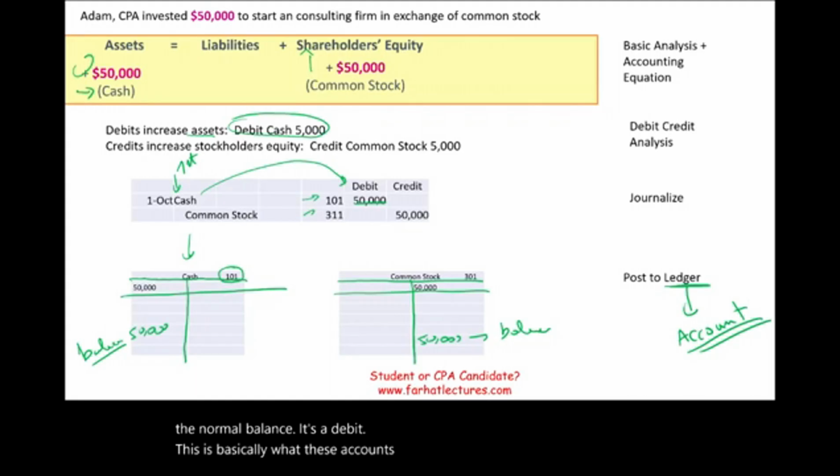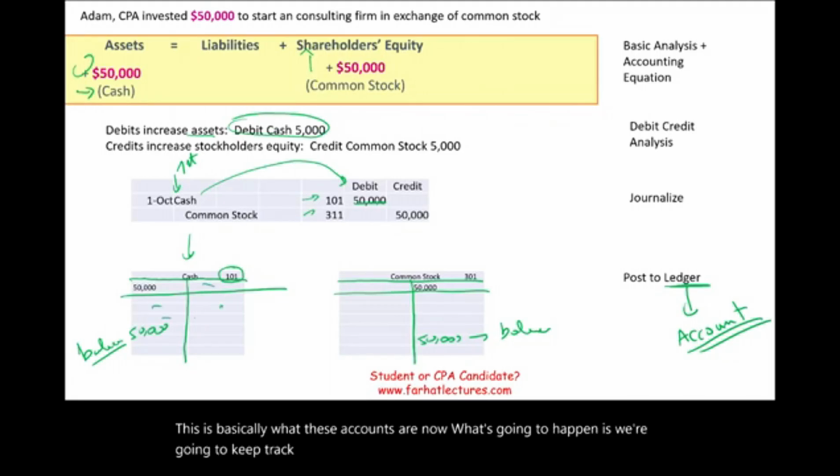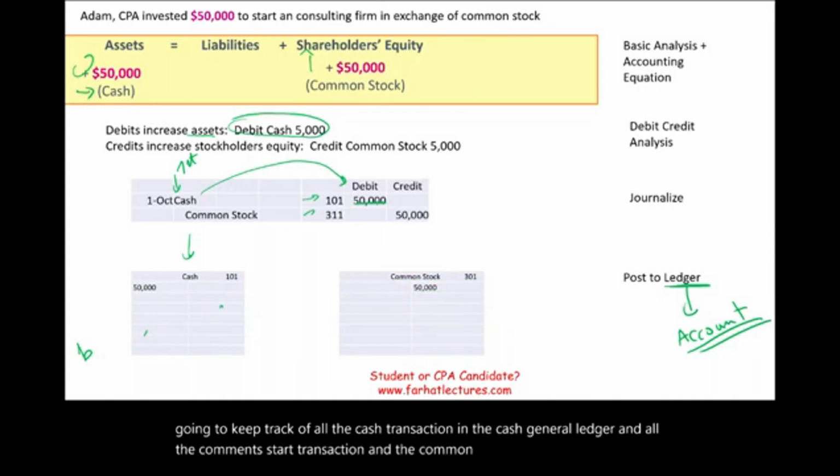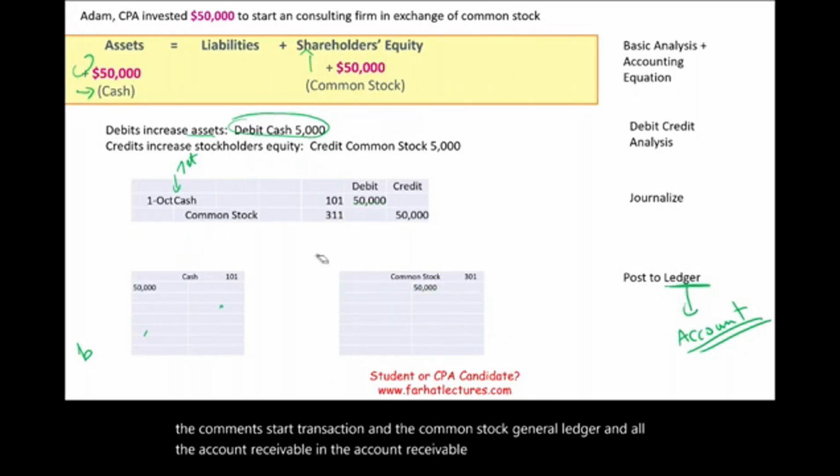Now what's going to happen is we're going to keep track of all the cash transactions in the cash general ledger, and all the common stock transactions in the common stock general ledger, and all the accounts receivable in the accounts receivable general ledger. So it's very important to understand this.